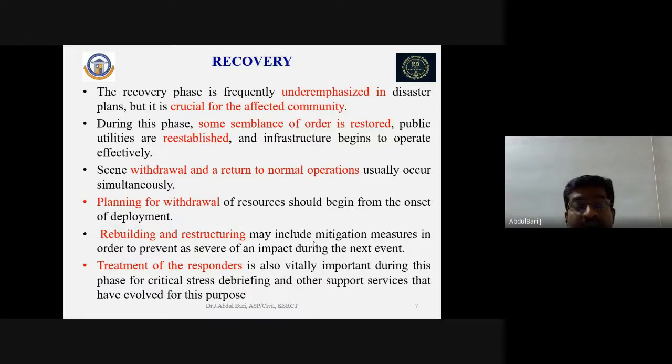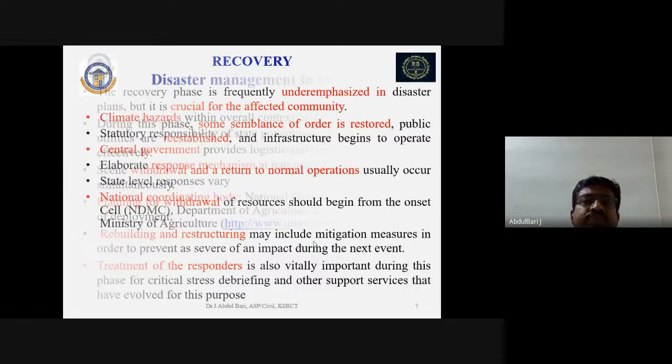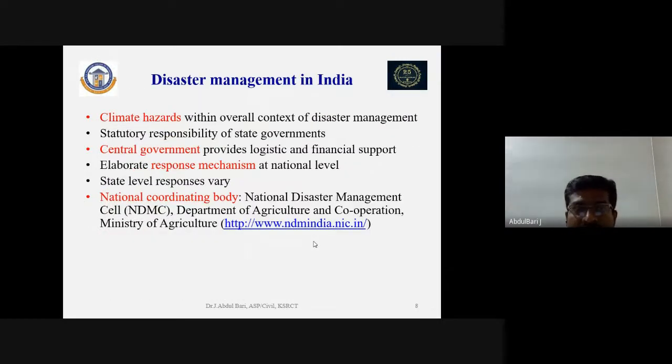And in the recovery phase, the treatment of the respondents is also vitally important, with critical stress debriefing and other support services involved in this process. So these are all the phases, that is mitigation, response, and recovery, which are involved in the disaster management cycle. The disaster management area in India has been taken into account, that is, the National Disaster Management Plan was formulated in the year 2005.